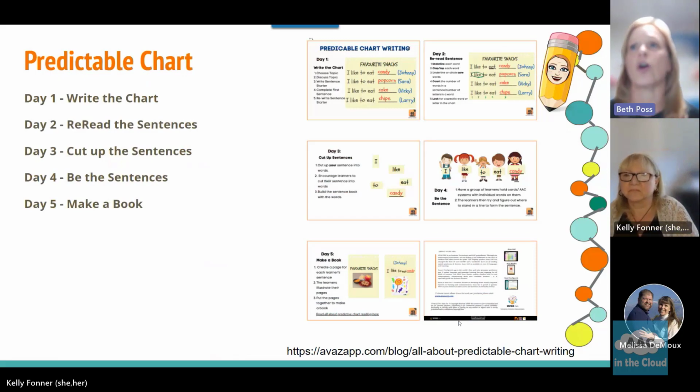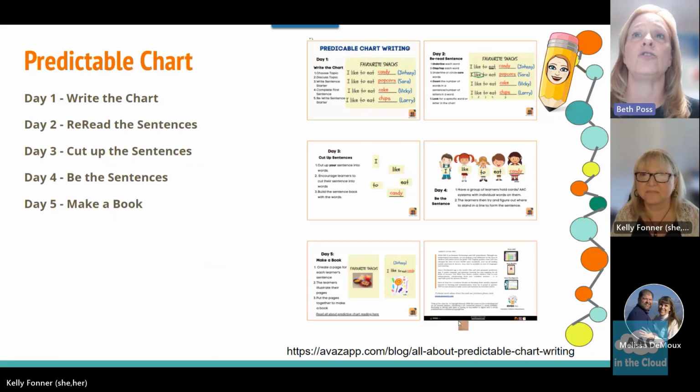So predictable chart writing is a very highly structured writing strategy where you generally start with a sentence stem, and it's something that happens across multiple days. So it can be writing across an entire week. And when you get started, on day one, you're writing the chart, right? That's the chart of predictable chart writing. And generally, you start with a stem. So like this one here, it's "I like to eat."